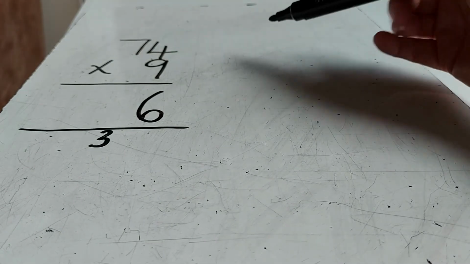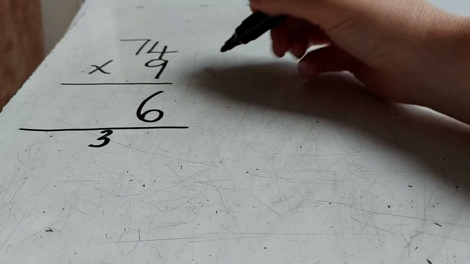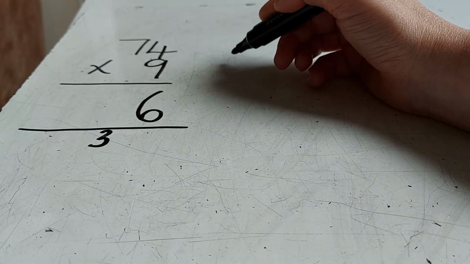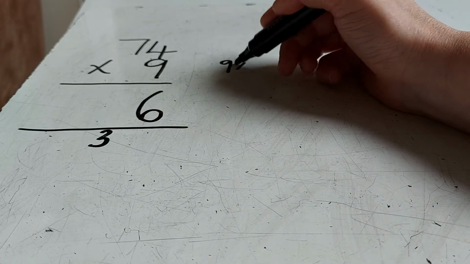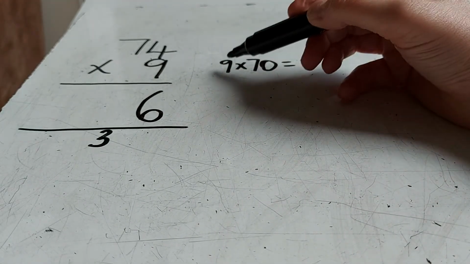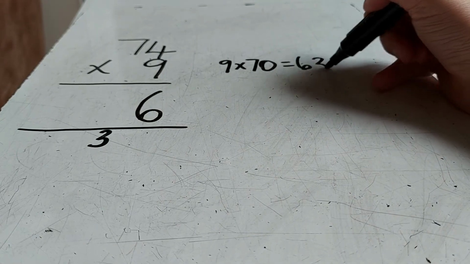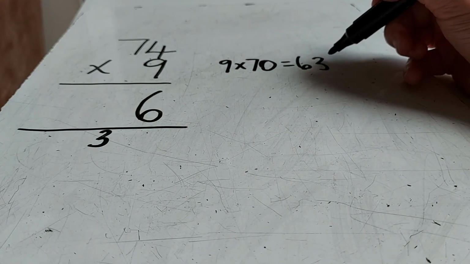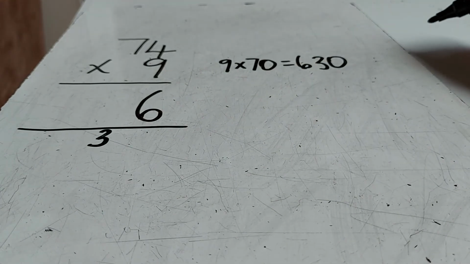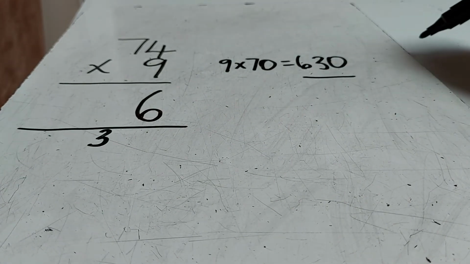Okay? Now, just to make sure that we don't forget, I'm going to write it at the side here. Okay? 9 times 70. Okay? So 9 times 7 is 63. Another way of doing it is to make the answer 10 times bigger, because 9 times 7 is 63. You could put that 0 on. So we know it's 630.